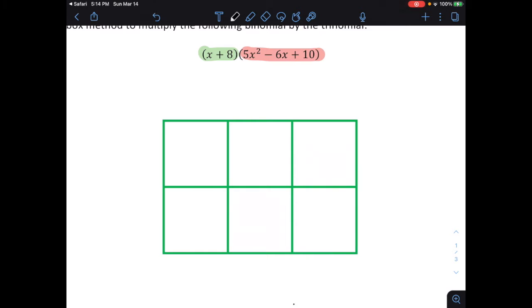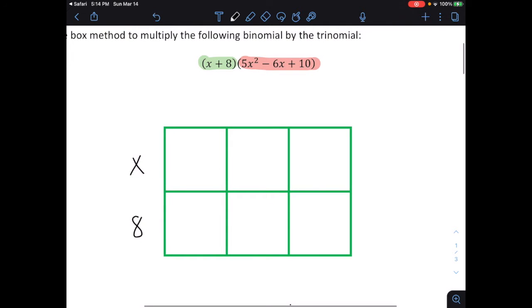So we're going to go ahead and do the exact same thing we did with multiplying binomials, where we put the binomial down the side here. We have x and 8. And then across the top, we put the terms for the trinomial. So we have 5x squared, negative 6x, and positive 10. And just like before, I don't write the plus sign if there's a plus sign there. We assume that things are positive, and then the only time I'm going to write a sign is if it's a minus sign. In this case, minus 6x becomes negative 6x.